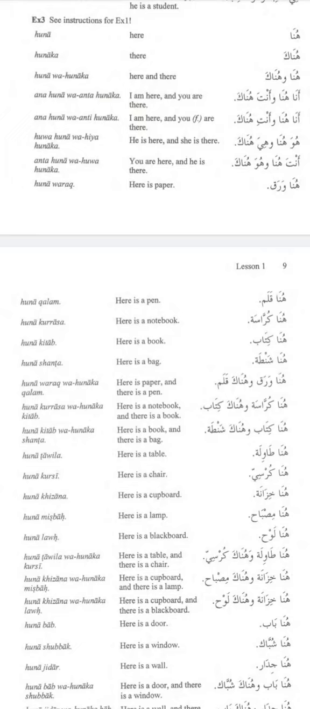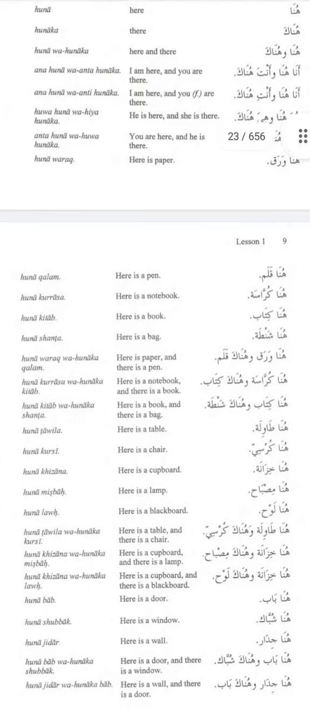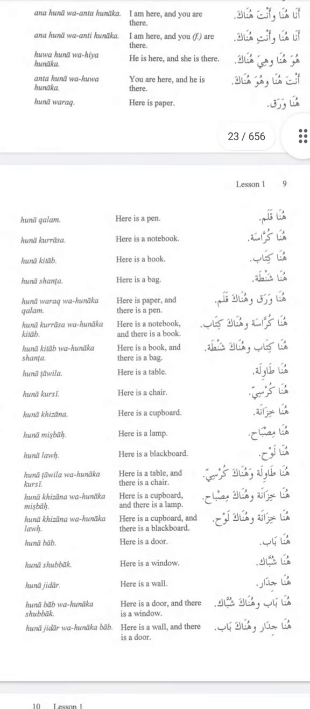Huna shanta. This is a bag, or here is a bag. So shanta, a bag, is also called, you could also use another popular word, haqiba, instead of shanta. So huna waraq, these are papers. Here are papers.